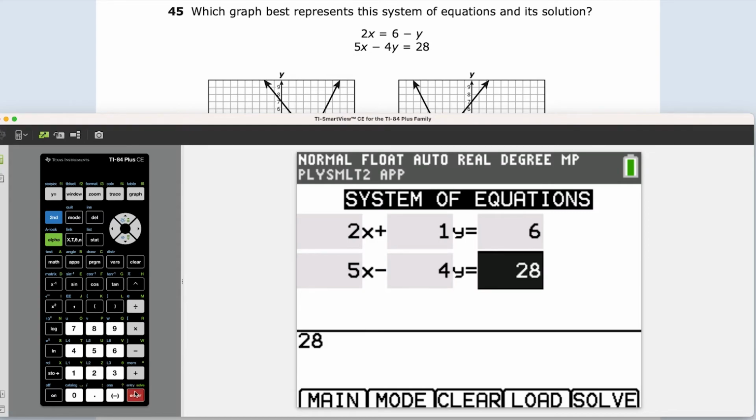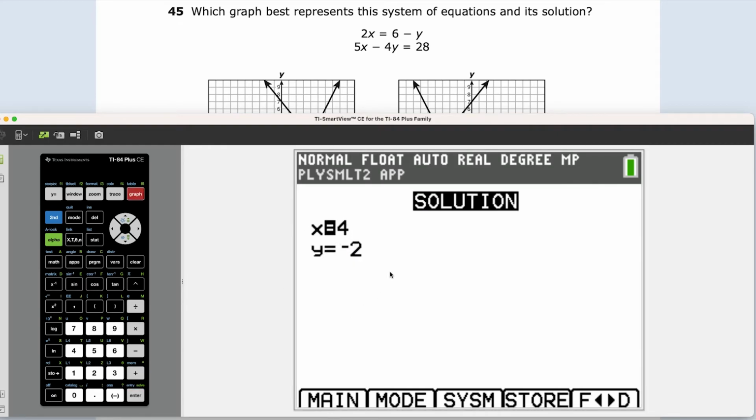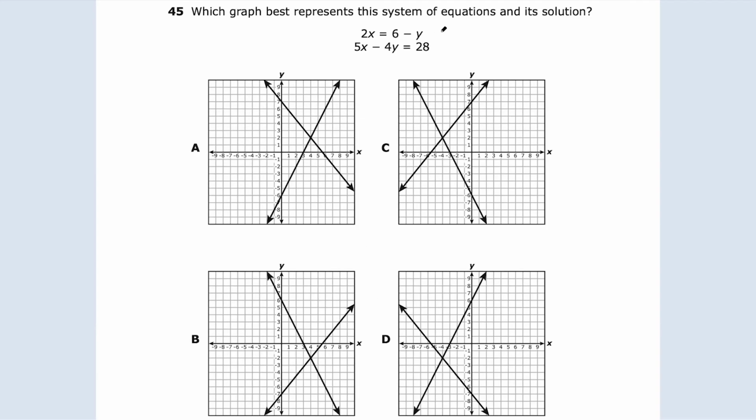And now all you have to do here is press graph to solve this. And check it out. It gives you your solution for x of 4 and y of -2. So just using the calculator, I know the solution is 4, -2. And then I look through the answer choices here, and I'm like, oh, the only one that has a solution at 4, -2 is choice B. But of course, I'm going to show you how to do this the right way, like the long way.